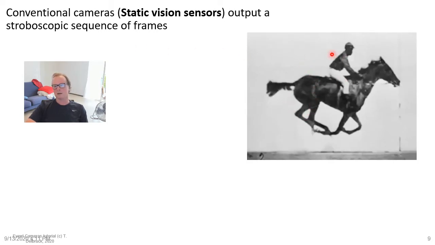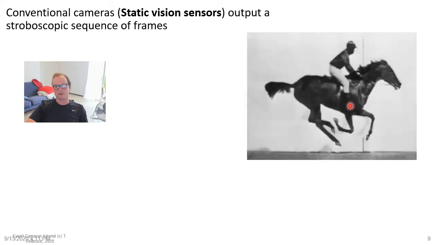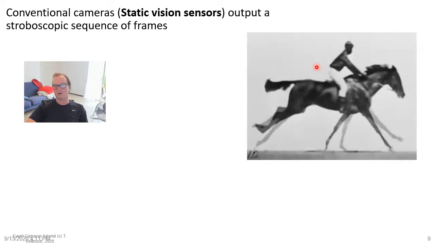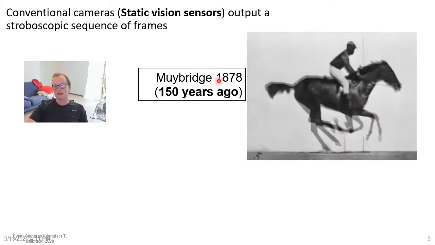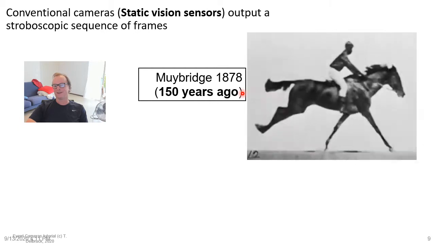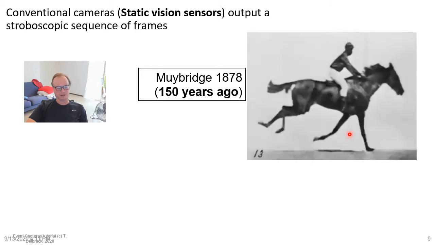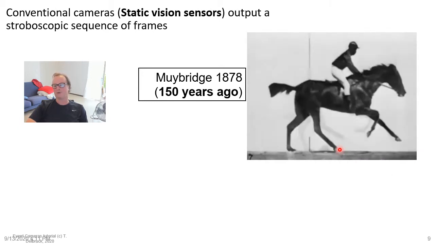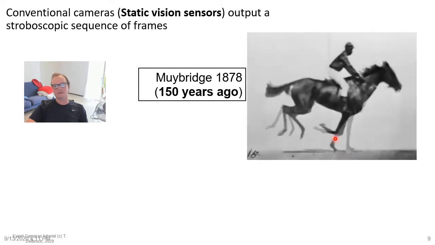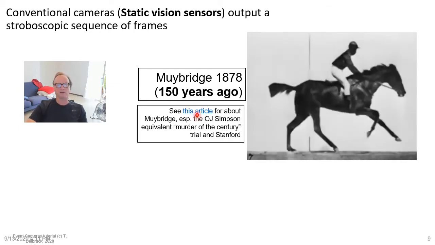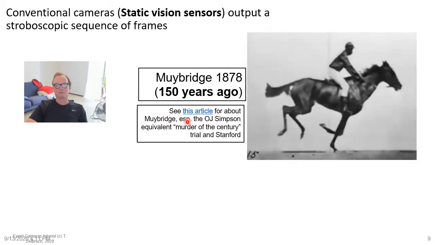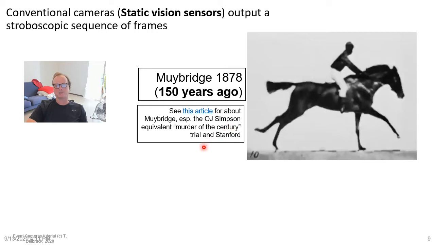So basically, this is an idea which has been around now for 150 years. You can see here the famous movie, the very first 40-frame movie shot by Muybridge in 1878. That's 150 years ago now, which established for his sponsor, Leland Stanford, the fact that all 4 feet were off the ground at the same time. Incidentally, if you're not familiar with Muybridge, I highly recommend looking at this article here about Muybridge, especially the O.J. Simpson equivalent murder of the century trial, which involved Stanford, the same Stanford, the California industrialist who founded Stanford University. It's a very interesting story, and it'll help you remember Muybridge.